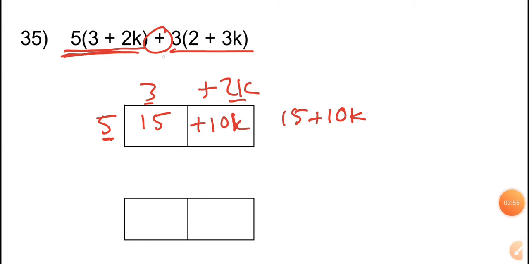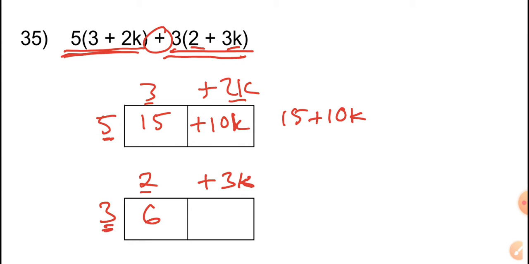and now we look at expanding this single bracket. So because I can see 3, I put the 3 outside, and then 2 plus 3k, so 2 plus 3k. So 3 times 2 is 6, and then 3 times 3k is plus 9k. So we have 6 plus 9k.